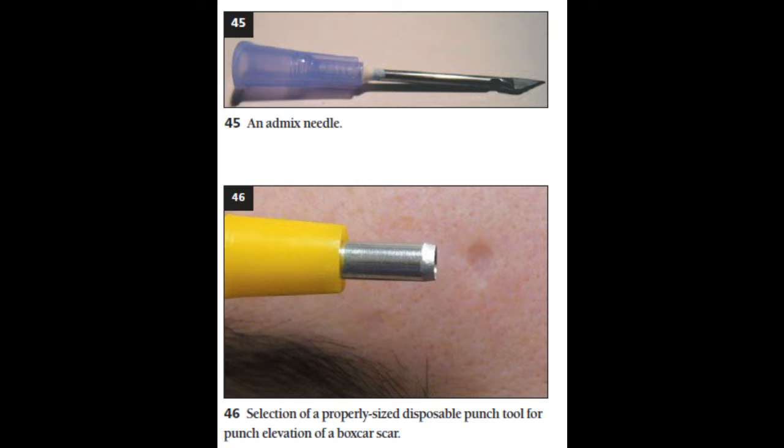Punch elevation works best for deep boxcar acne and varicella scars, where the walls extend vertically down to the relatively normal base. Following local infiltrative anesthesia, a disposable punch tool, selected to match exactly the diameter of the scar, is used to incise the skin to the level of subcutaneous fat. The resulting tissue is then elevated to just above the level of the surrounding skin to account for subsequent retraction. Sutures, Steri-Strips, or a 2-octyl cyanoacrylate skin adhesive is then used to affix the tissue in place.